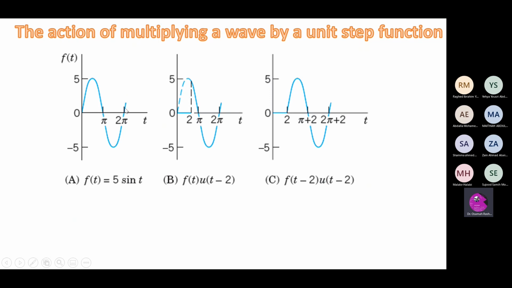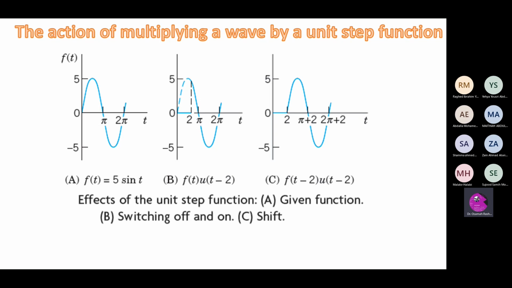The other action: no, I don't want to cut the wave, I would like to shift the wave, shifted by 2 units in the positive side of the independent variable, right? So what you are going to do is replace t by t minus the shift you would like to do, and multiply by the unit step function of t minus the shift you would like to do. It's very important to know why you are doing so.